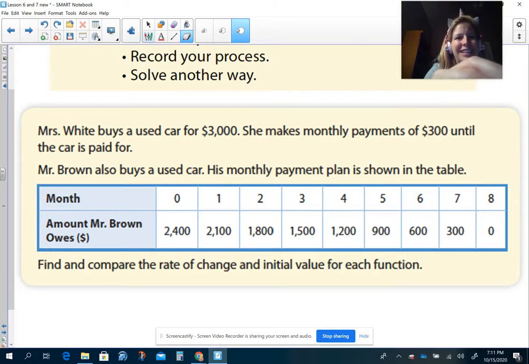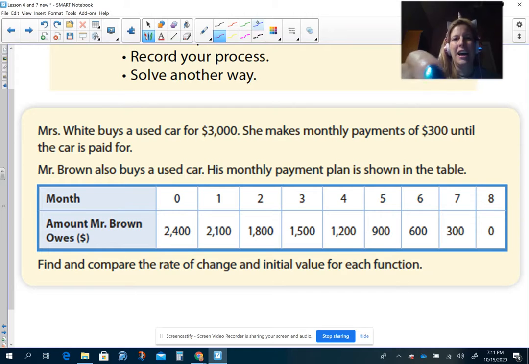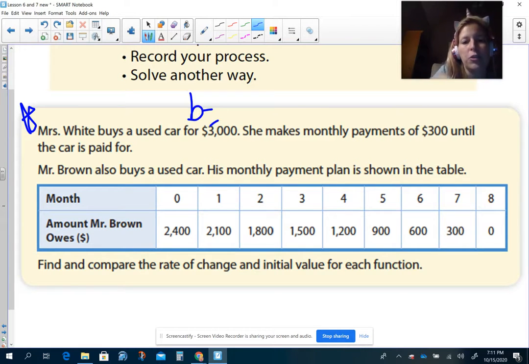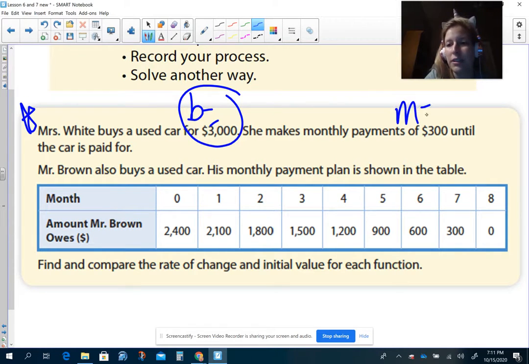Okay, let's see how you did. I have full confidence that y'all could do Miss White. Y'all are doing really good with words, and that is so exciting for me. Thank you for that. Okay, so what did she start with? Miss White, her initial value is $3,000. That's what she started with. And did you catch that her payments were $300? That would be her rate each month.